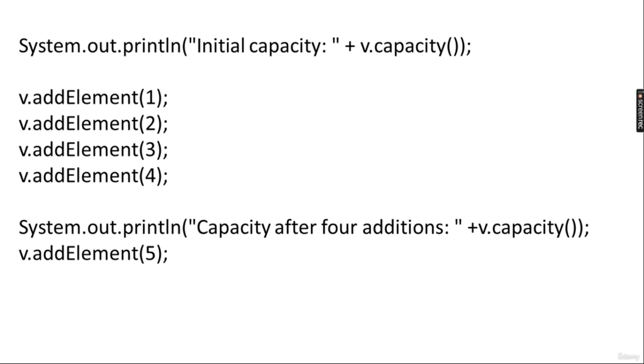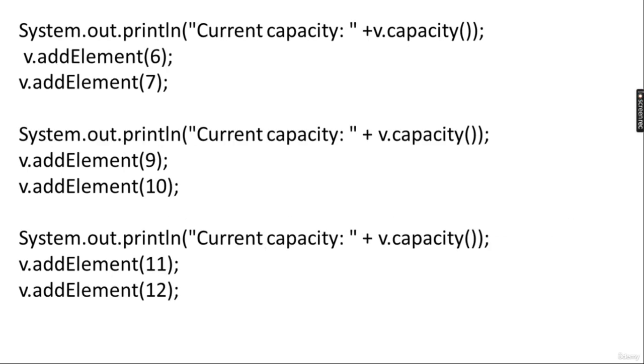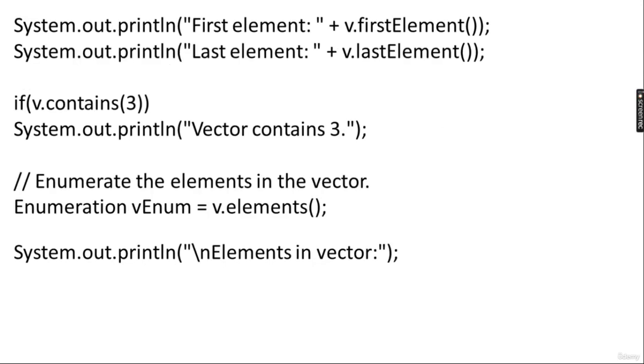Then again one element, 5, is added over here. Then the current capacity is displayed. Again 2 elements are added, and again the capacity is displayed. Again 2 elements are added, and again the capacity is displayed. So now the first and last element are displayed using v.firstElement() and v.lastElement().